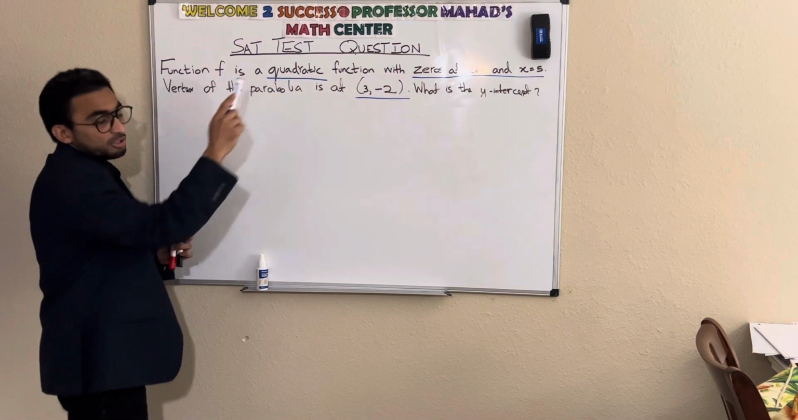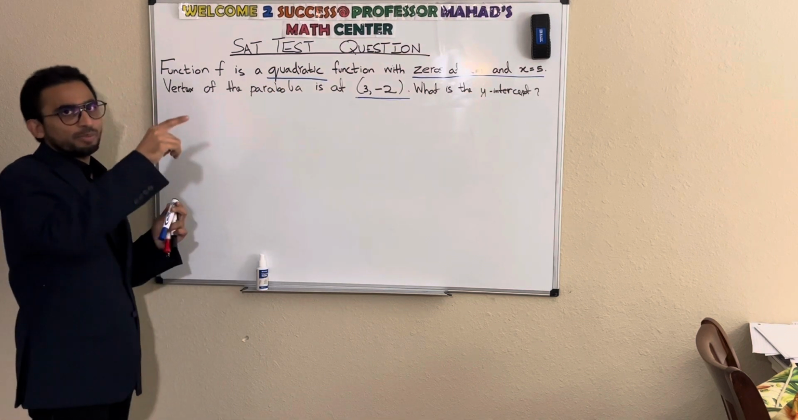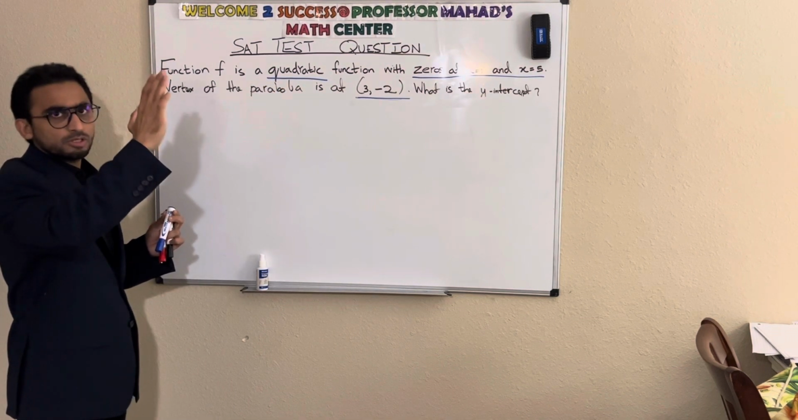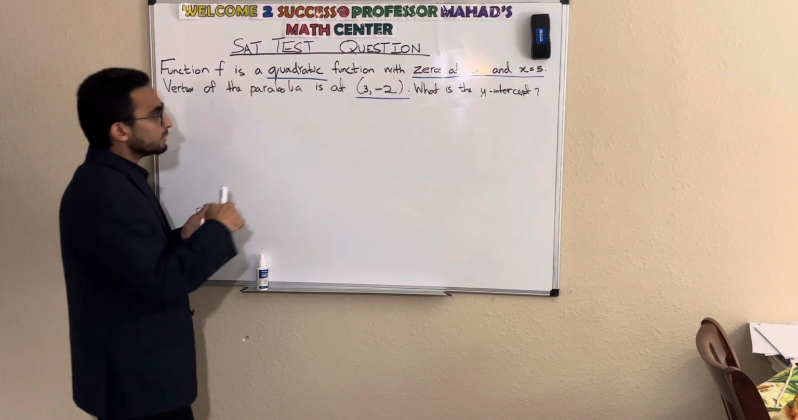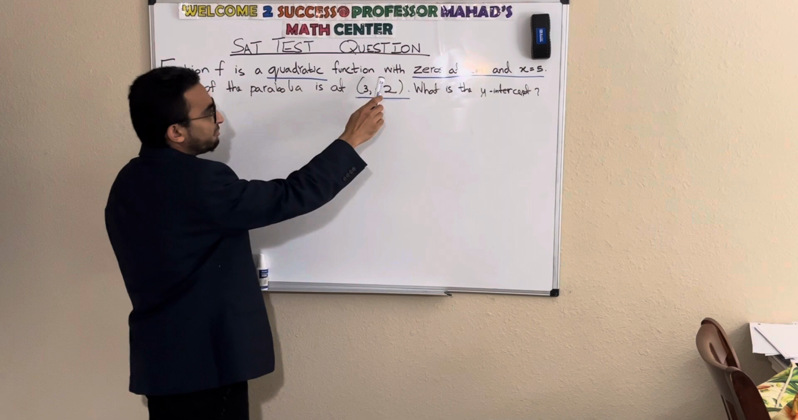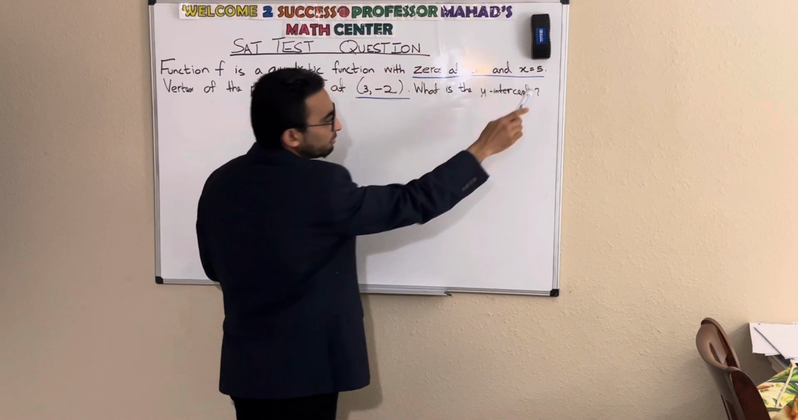It's a quadratic function, mind you guys. A quadratic means that it's going to be a parabola, either facing upwards or downwards. We're not sure yet, right? They have said that the function has zeros at x is equal to 1 and x is equal to 5.